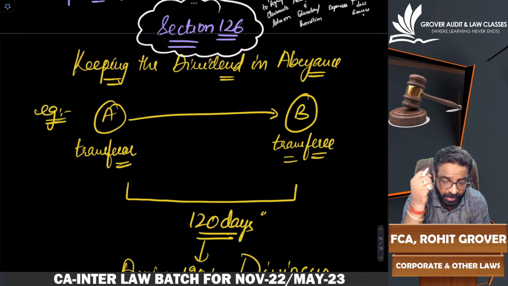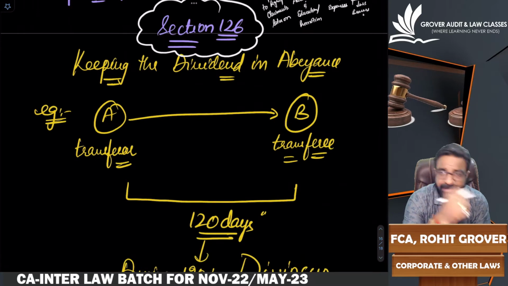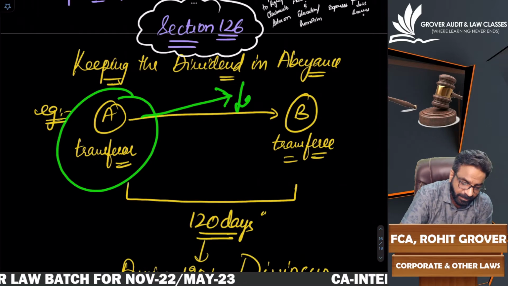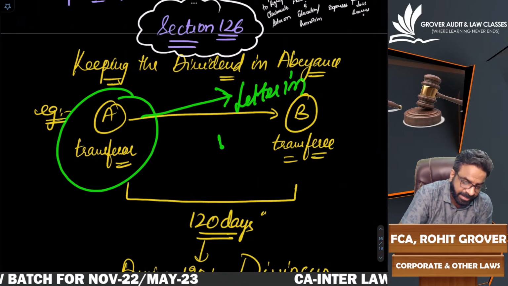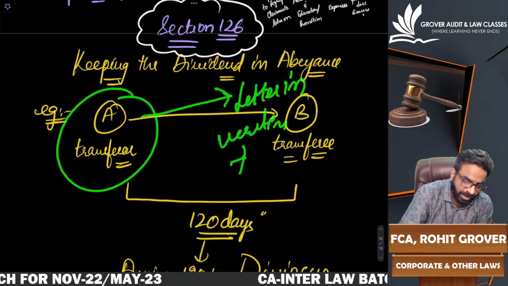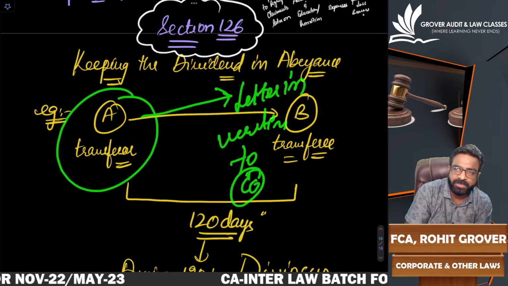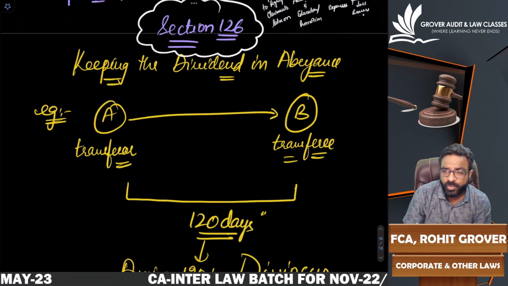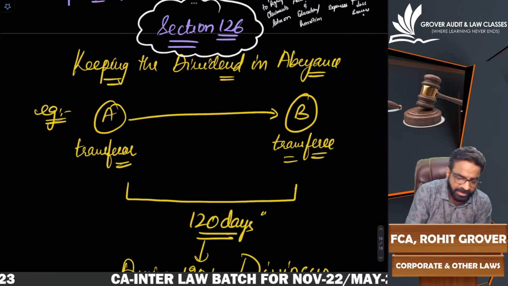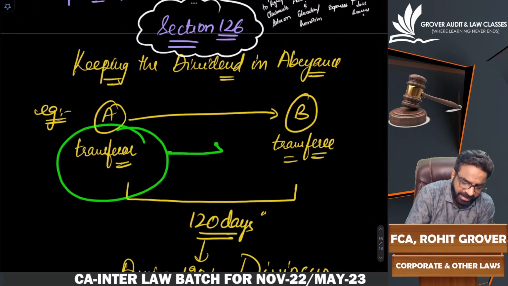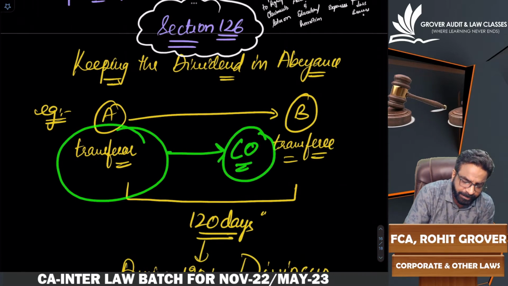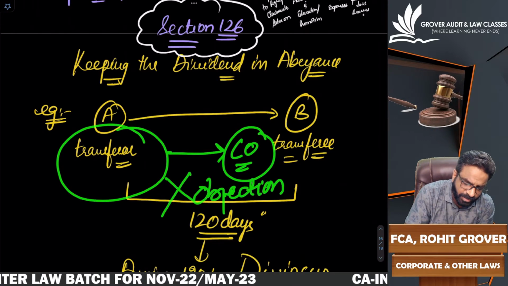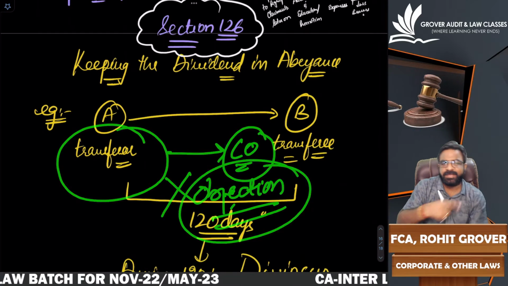There is a chance that B can get the money if A gives a letter in writing, a declaration in writing, to the company that he does not have a problem if the company pays the dividend to B. Who has to give this declaration? The transferor has to give the declaration to whom? The company. He does not have any objection if the company pays the dividend to B. Then in that case, the company can directly pay B.